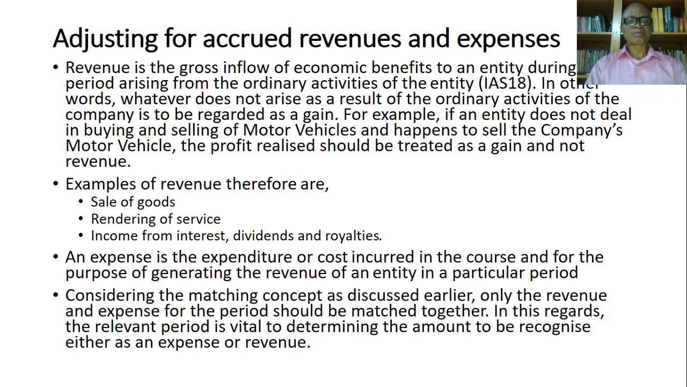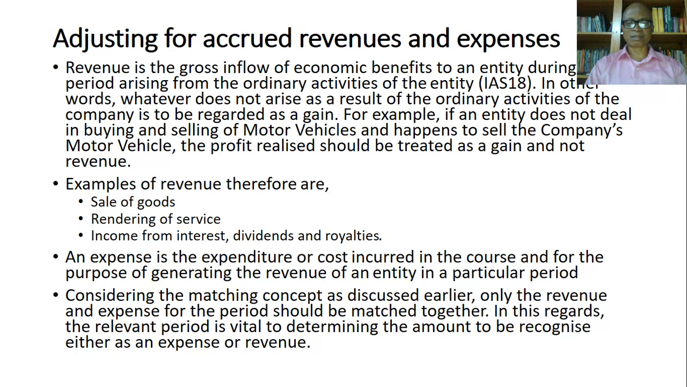Okay, now adjusting for accrued revenues. I've tried to define revenues here according to IAS 18, and also talk about expenses as well. Revenue is the gross inflow of economic benefit to an entity during a period resulting from the ordinary activities of the entity. Then of course it could come from sale of goods, rendering of services, and then income from interest, dividends, and royalty. An expense is an expenditure or cost incurred in a course and for the purpose of generating the revenue of an entity in a particular period.